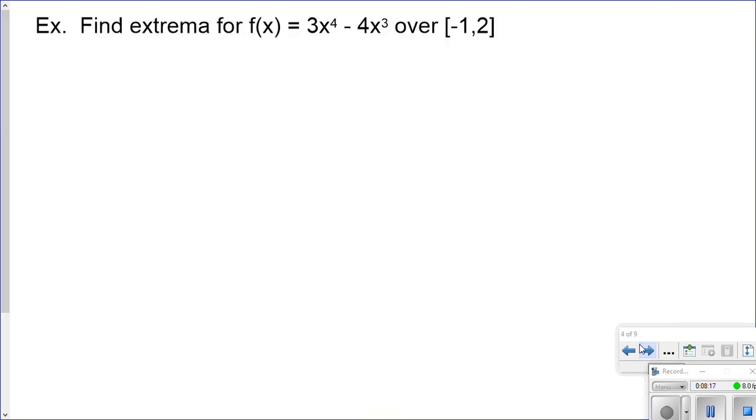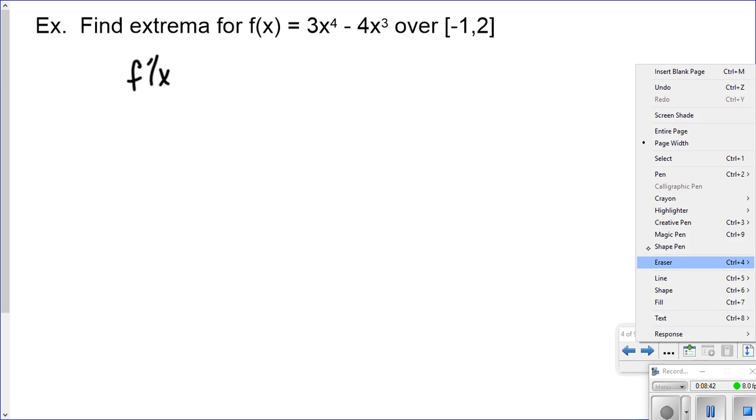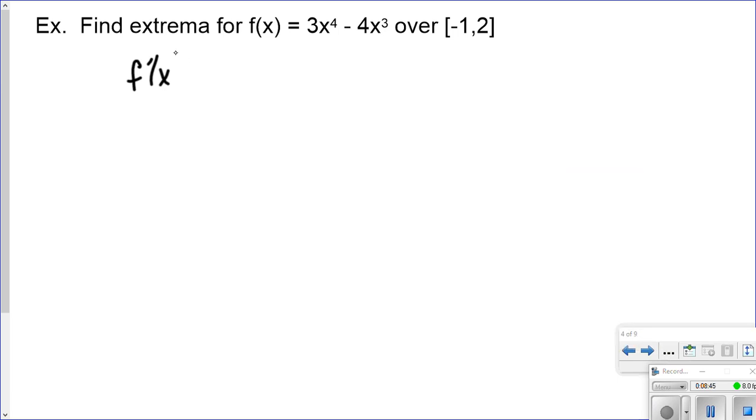So let's do our first example here, a nice easy one. I've got this function, f of x. First thing I'm going to do is find the derivative here. Okay, 12x to the power of 3 minus 12x squared. Make sure that's good.